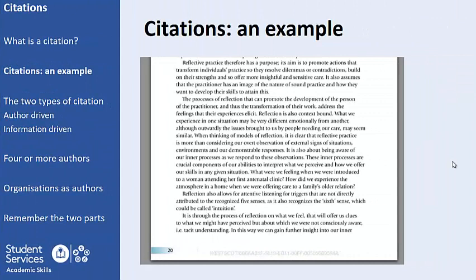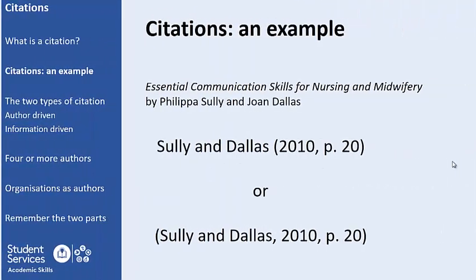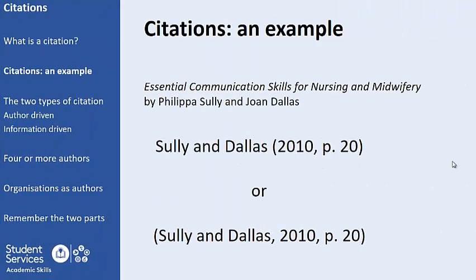As I'm paraphrasing information from the book, the third piece of information I need for my citation is the number of the page from which I took the ideas. In this case, I paraphrased some of the ideas concerning reflective practice from the first paragraph on page 20. Now that we have all of the information required for our citation, we must present it in the correct way.